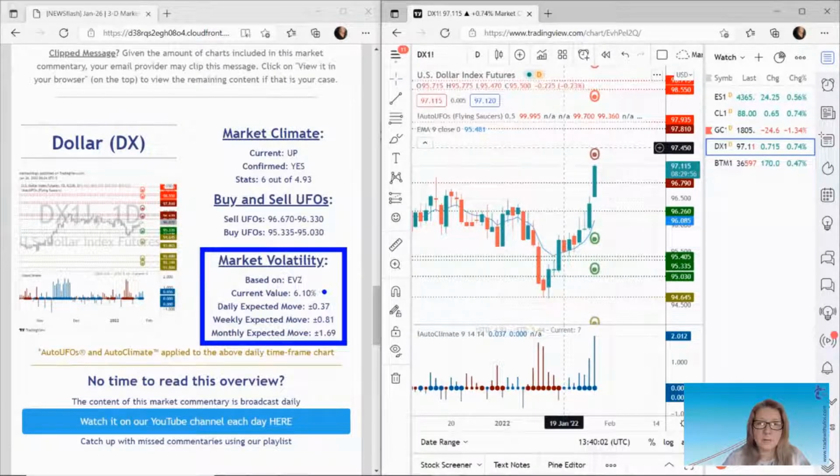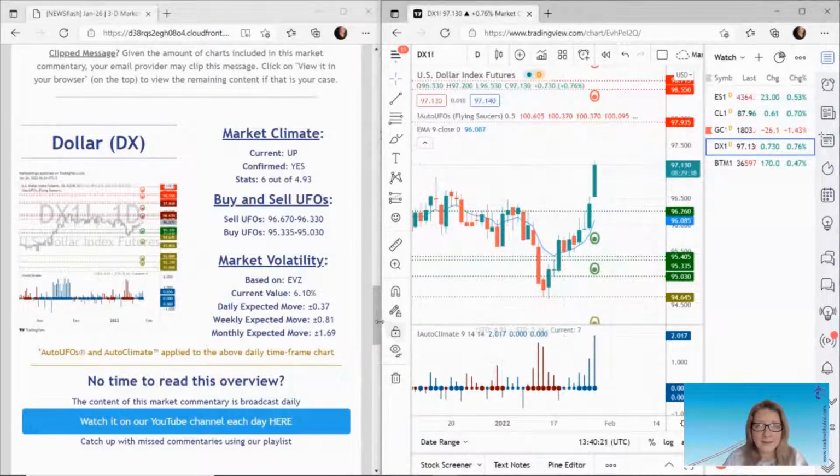we'd expect movement up or down in 1 year by 6.1%. So in a day, 0.37 points, in a week, 0.81 points, and in a month, 1.69 points. Again, either up or down there for the dollar.